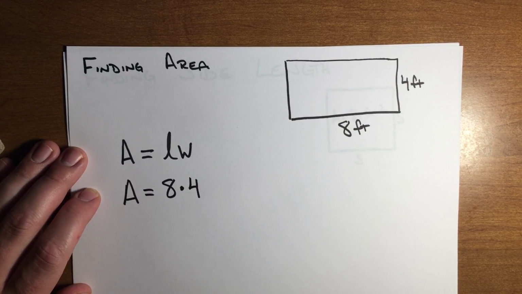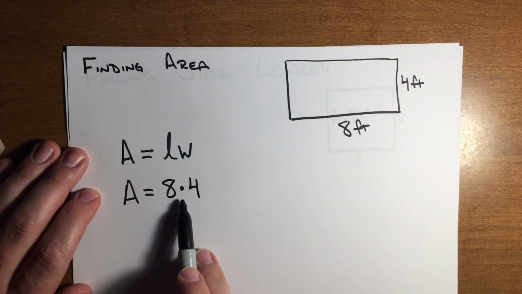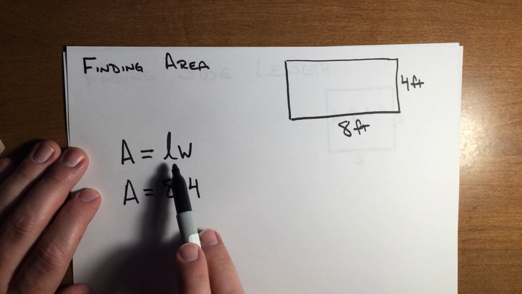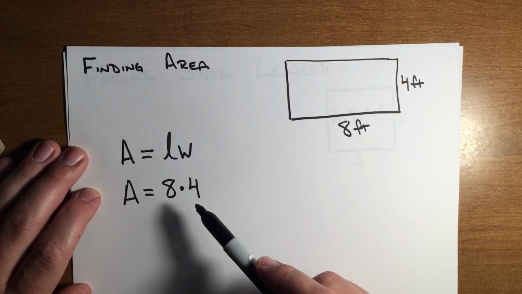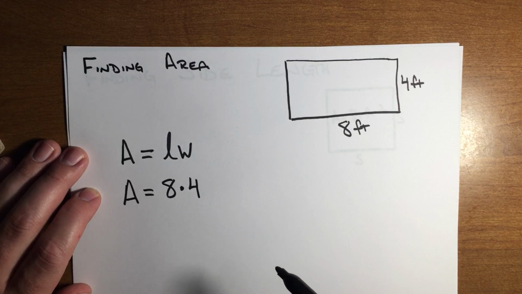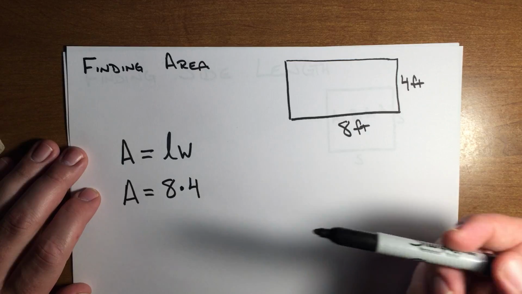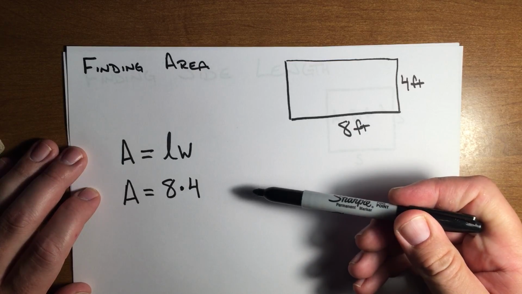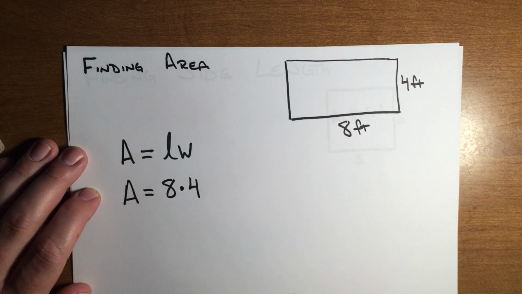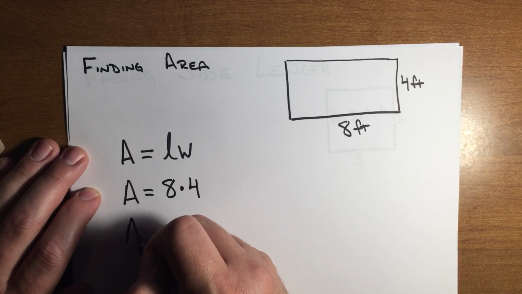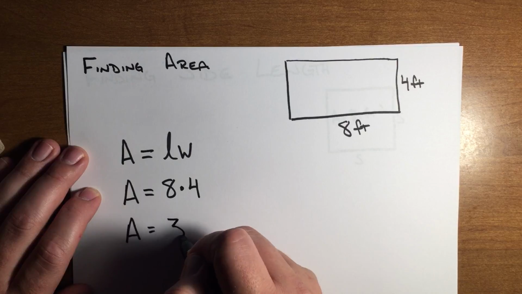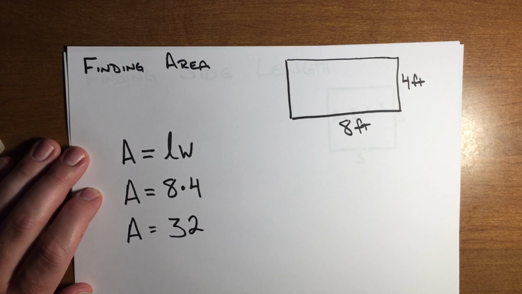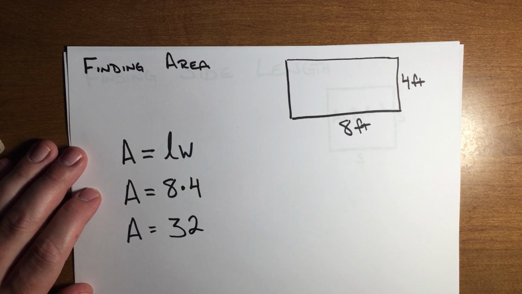Now obviously I can't just put a 4 here, I have to put a multiplication symbol in here. The variables right next to each other, of course, mean multiplication, but I do need to put a multiplication symbol in there. And I'm left with a very simple flashcard problem, 8 times 4, and I'm going to tell you that my area is then equal to 32.